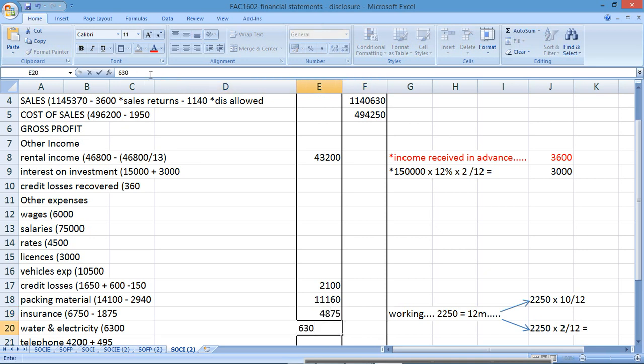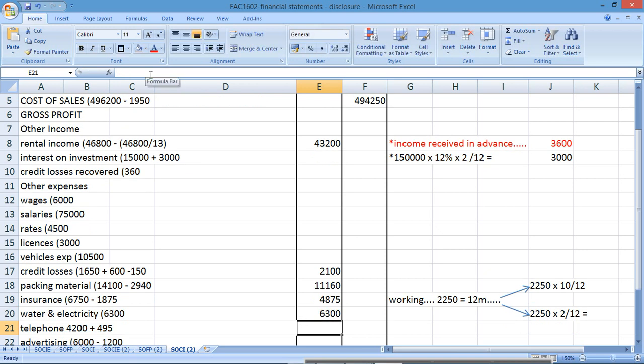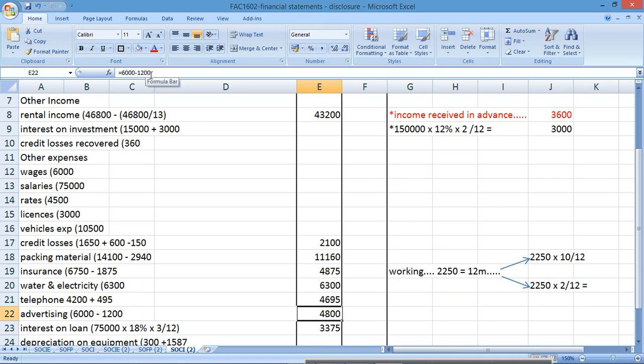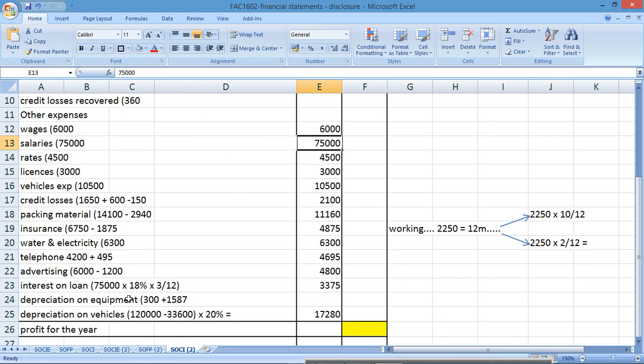Yes, so some of these will stay the same. Telephone 4200 plus 495 is 4695. Yes, this minus that. Okay, the rest stay the same, hey? Yeah. Then 3000, then 4500, then 75,000, then 6,000. Right, was that it? Let's just check. No, there's still one more here. Depreciation equipment. We need to add those two. 587 plus 300. That's 887. Yeah, that's good. And then we just total up all of that. So sum up this bit.